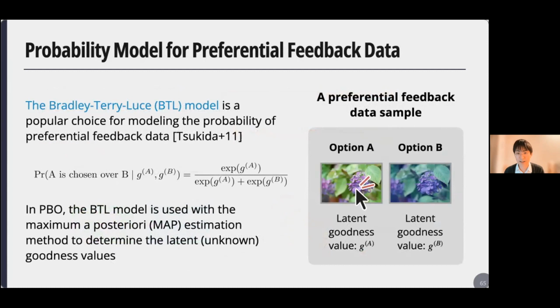And for modeling the probability of relative preference data, we can use the model called the Bradley-Terry-Luce model. We use this model with the MAP estimation method to determine the latent goodness value. Please refer to the paper for details of this part.